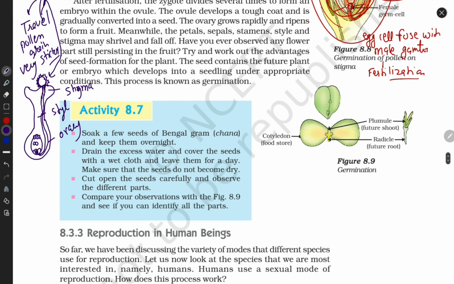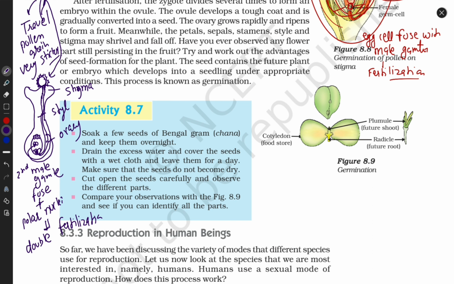Now this process is called what? Fertilization. If another nucleus also fertilizes, but this fertilizes the pollen nuclei. If the second male gamete, because the pollen grain contains two gametes, the second male gamete fuses with the pollen nuclei, we call it double fertilization. Alright guys, is this term clear? Clear? Very clear guys, very clear.